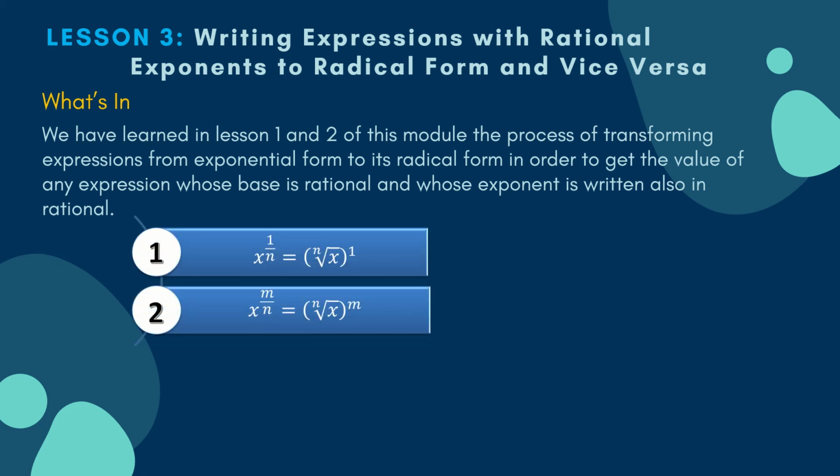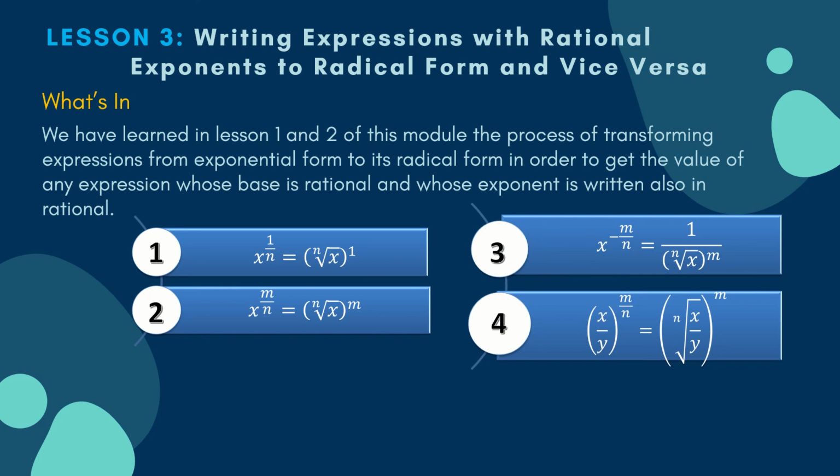So to recall, we have four rational exponent rules, rules 1, 2, 3, and 4. Rule number 1 and rule number 2, if you remember. Then rule number 3 and rule number 4.